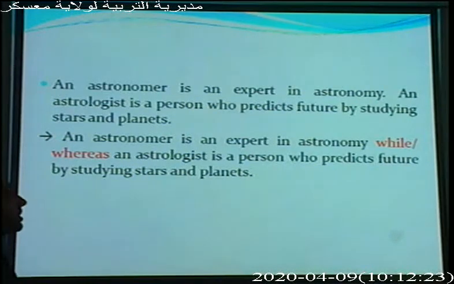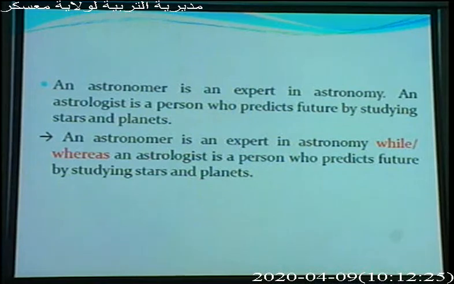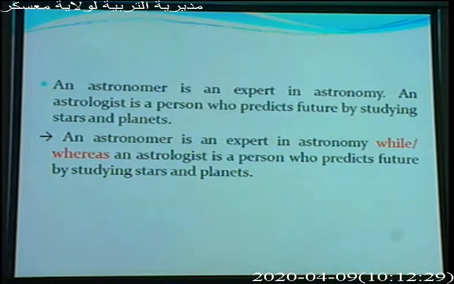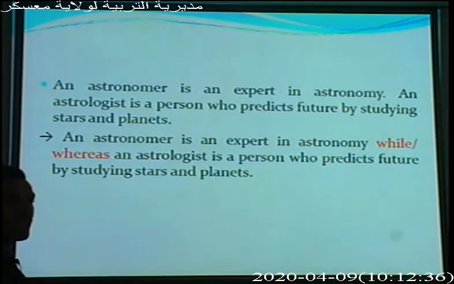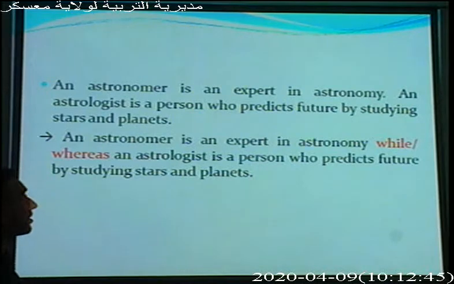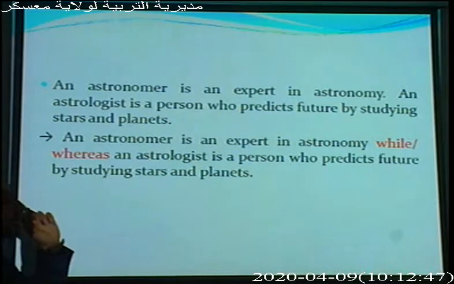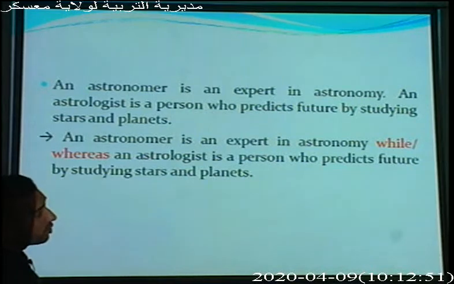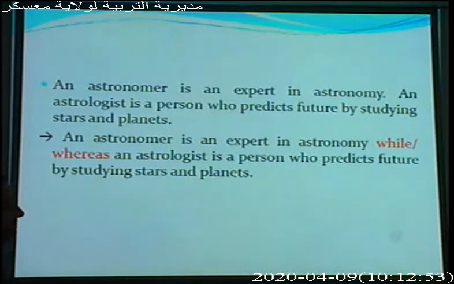Now, let's go to another example, and the last one before finishing our lesson. An astronomer is an expert in astronomy, and an astrologist is a person who predicts the future by studying stars and planets. Now we can find that an astronomer and an astrologist are two persons that are different from each other. They are apart. An astronomer is an expert in astronomy, while an astrologist is a person who predicts the future by studying stars and planets.